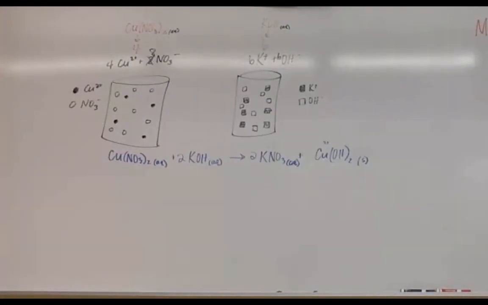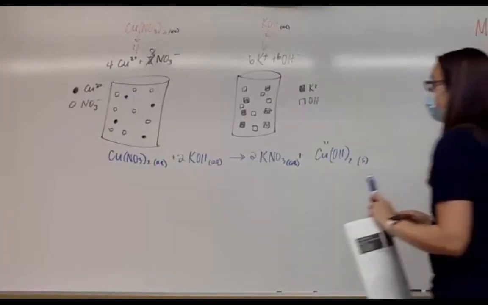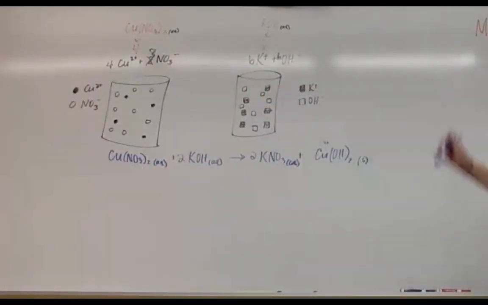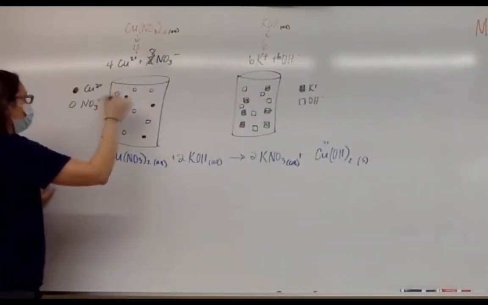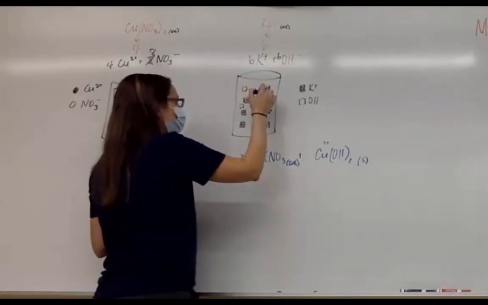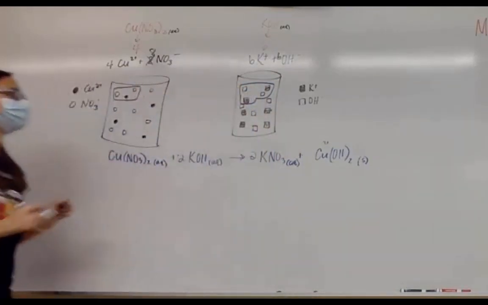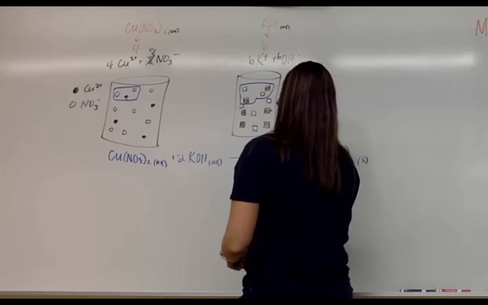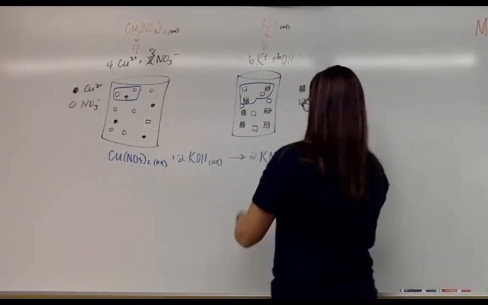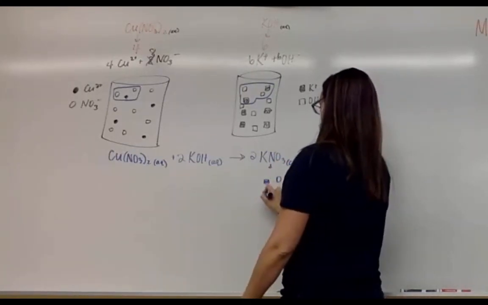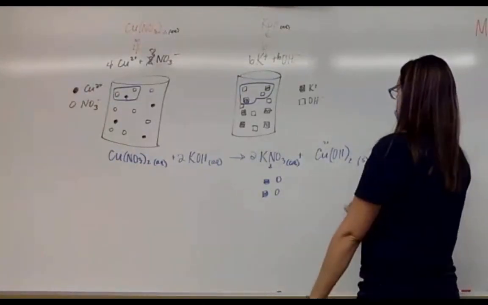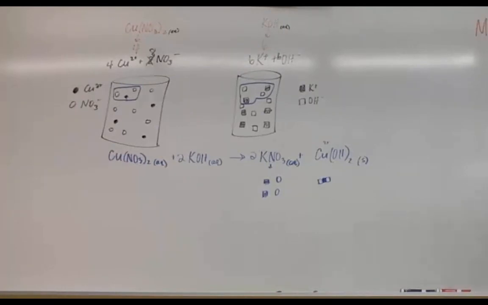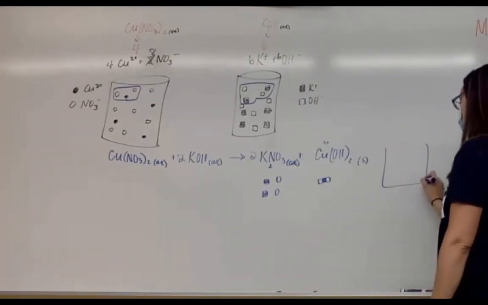Now here is really what we're looking at, just like we did in the do now. In the do now, we looked at this and we said, okay, one Cu(NO3)2 needs two KOH. So I'm going to do that up here. One Cu(NO3)2 needs two KOH, and that's going to produce two KNO3. I split this up because it's aqueous. And one Cu(OH)2. Now this is a solid. I'm going to put it together. If we're thinking about what this would look like in a beaker, the solid will go down here at the bottom.